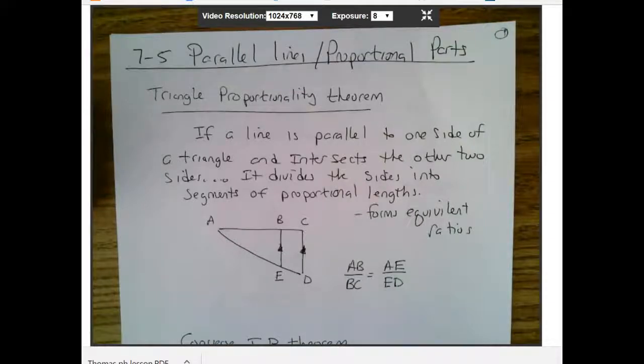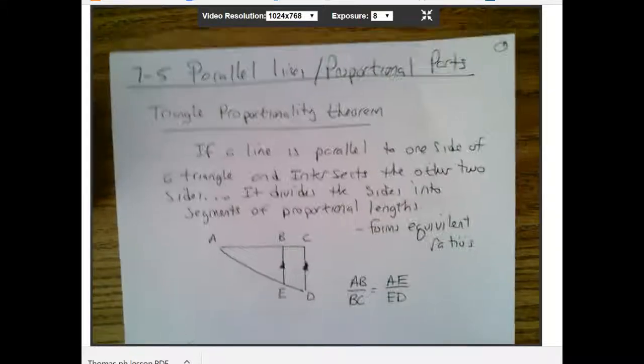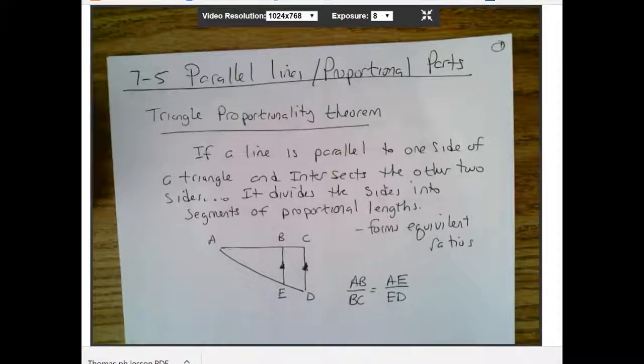notes, and then I'll make some short videos showing you how to solve some of these problems, and then we'll see if you want to go over any of those in class as well. You have that option as well. So this is lesson 7.5, parallel lines and proportional parts.